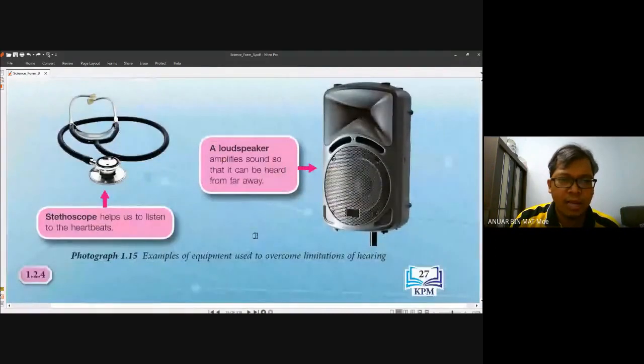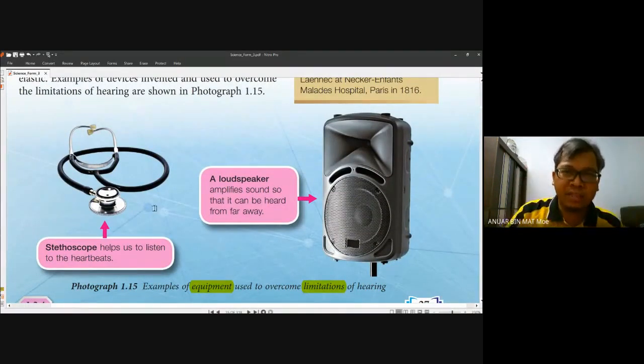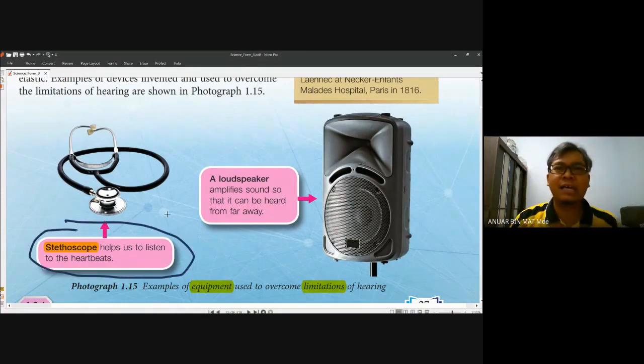So next one, what are the device or equipment to overcome the limitation? Of course, if you go to the doctor want to hear your beat of the heart, you want to hear your breathing by using a stethoscope. This is what we call a stethoscope. Ini doktor selalu pakailah. At the end of the stethoscope and they put on your chest and then you need to breathe. The different sound of breathing, meaning that there are different type of what we call maybe defects inside the lung, stethoscope.